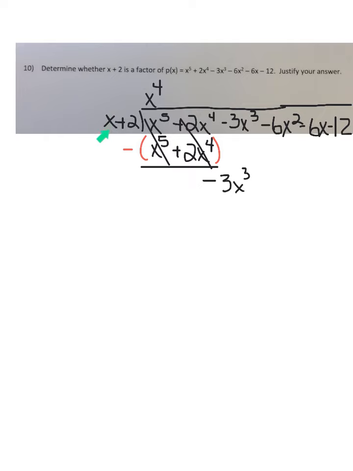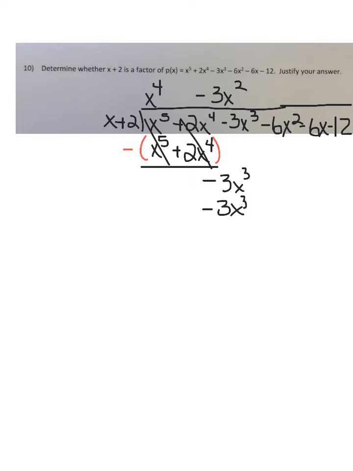So now I'm going to start again. I'm going to ask myself, what do I multiply x by? Always this first term. What do I multiply that by to get negative 3x to the third? Well, it's got to be negative 3x squared. Okay, so I'm going to multiply negative 3x squared by x, which is going to give me negative 3x cubed. And then remember, I also have to multiply this by the second term as well. Now I don't have another term here, so I'm going to bring this one down.